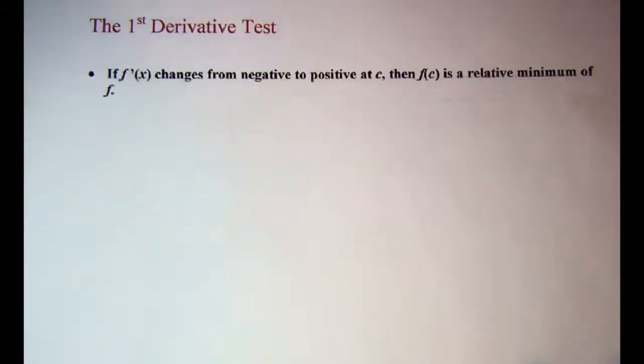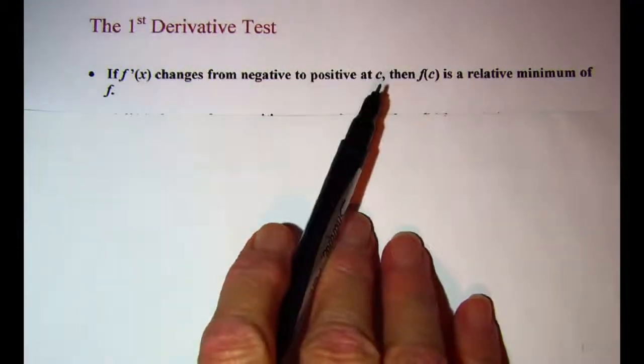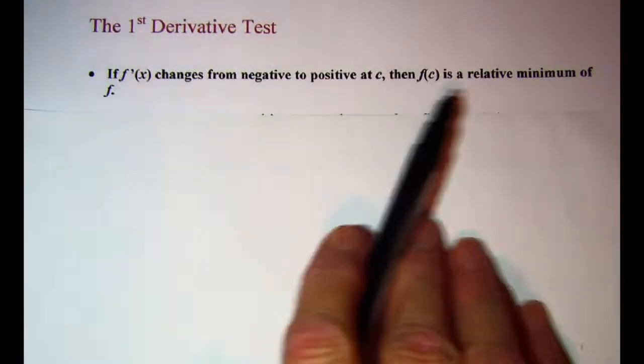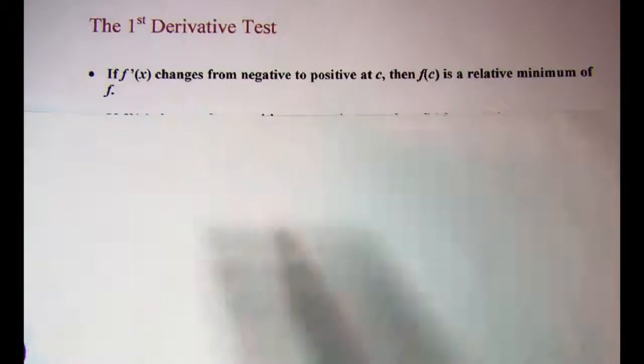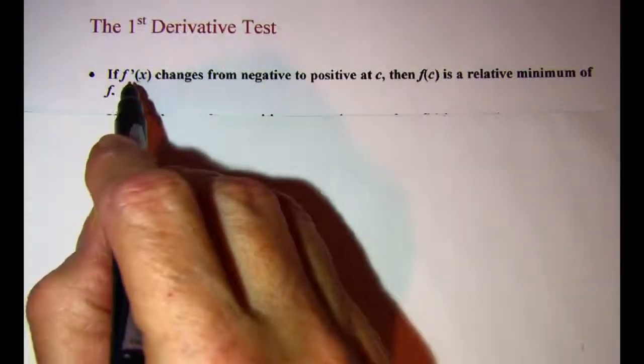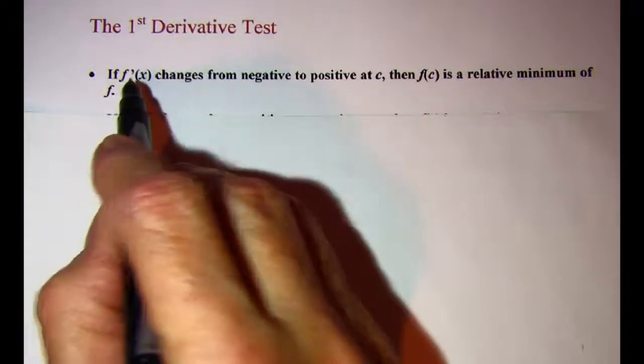In this video, we'll be looking at how to use the first derivative to find the relative extrema of a function. If the derivative changes from negative to positive at some value c, then f of c is a relative minimum of f. Now recall that f prime is the slope of the tangent line.